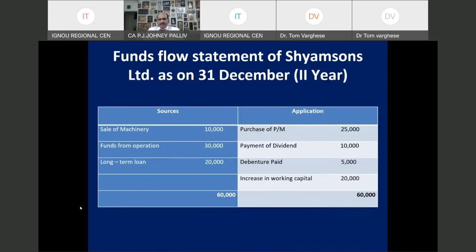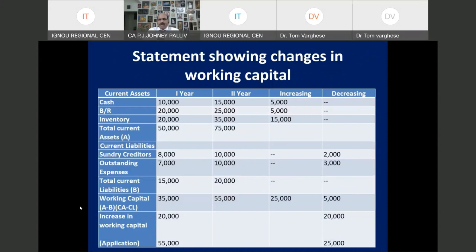So we have considered sale of machinery 10,000, funds generated from business operation, balancing figure 30,000, long term loans increase 20,000. Total sources, 10 plus 30 plus 20, that is equal to 60,000. Now, in the application side, as I told you, there is a purchase of plant and machinery 25,000. There is a payment of dividend 10,000. There is a debenture repayment 5,000. And finally, friends, you can see a statement showing changes in working capital, increase in working capital 20,000.